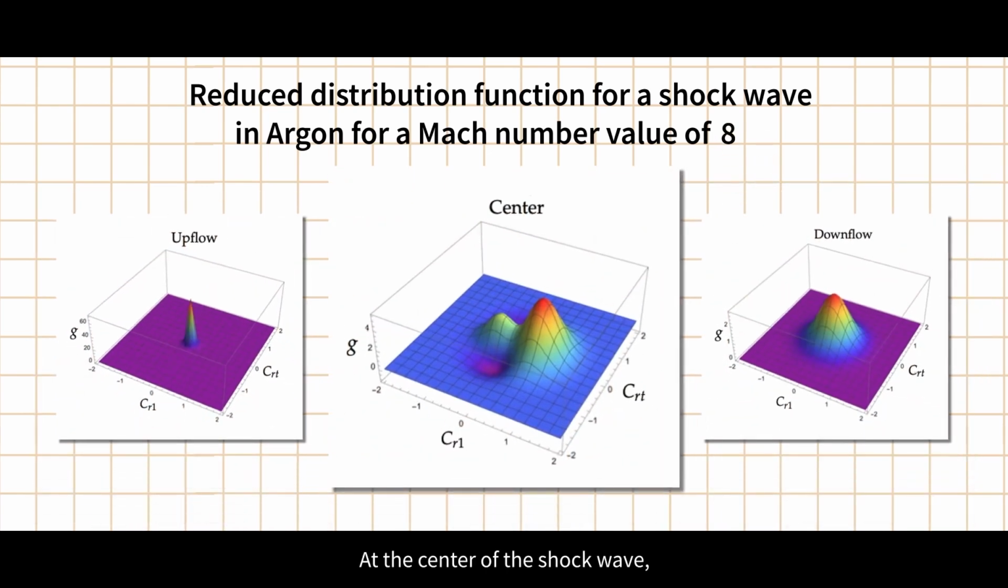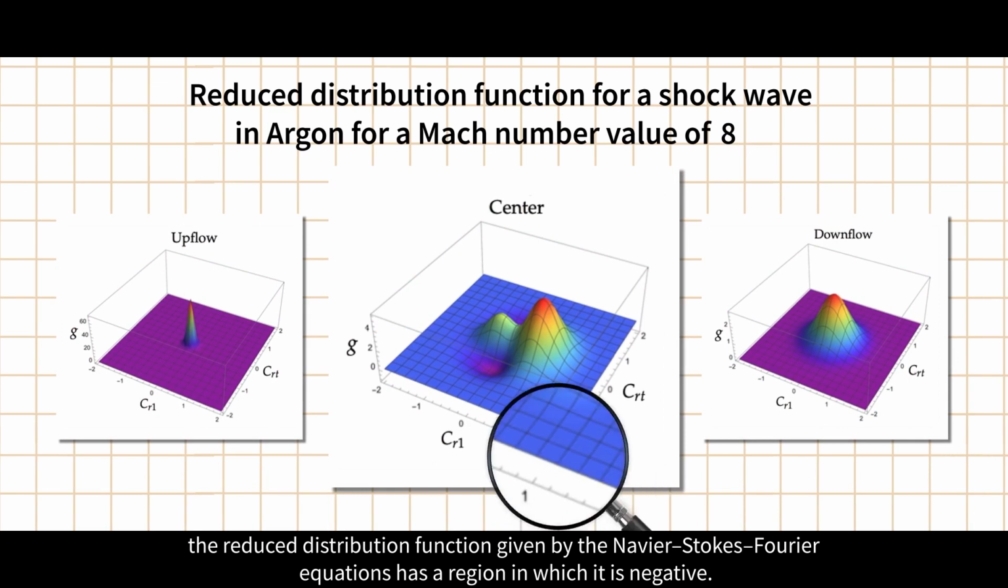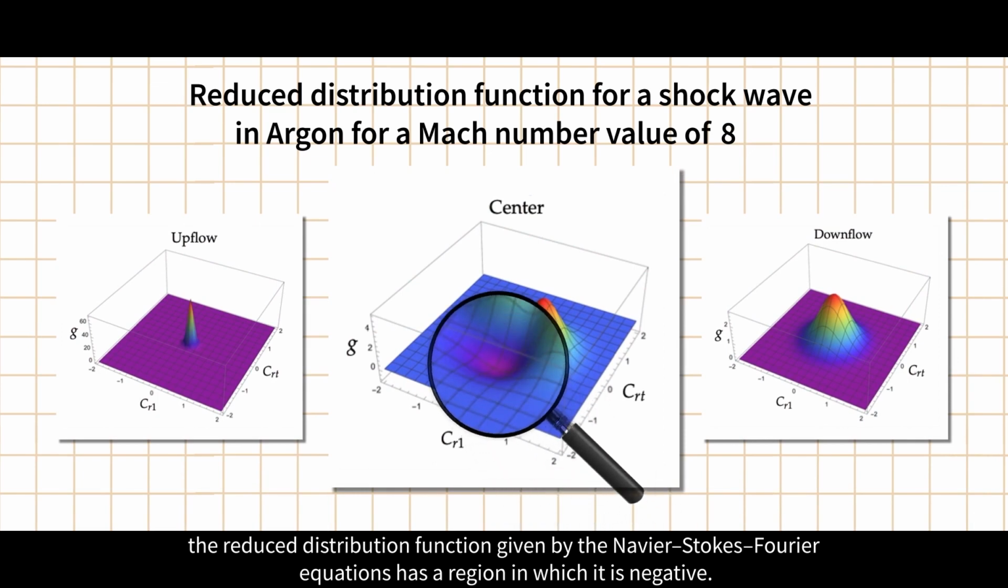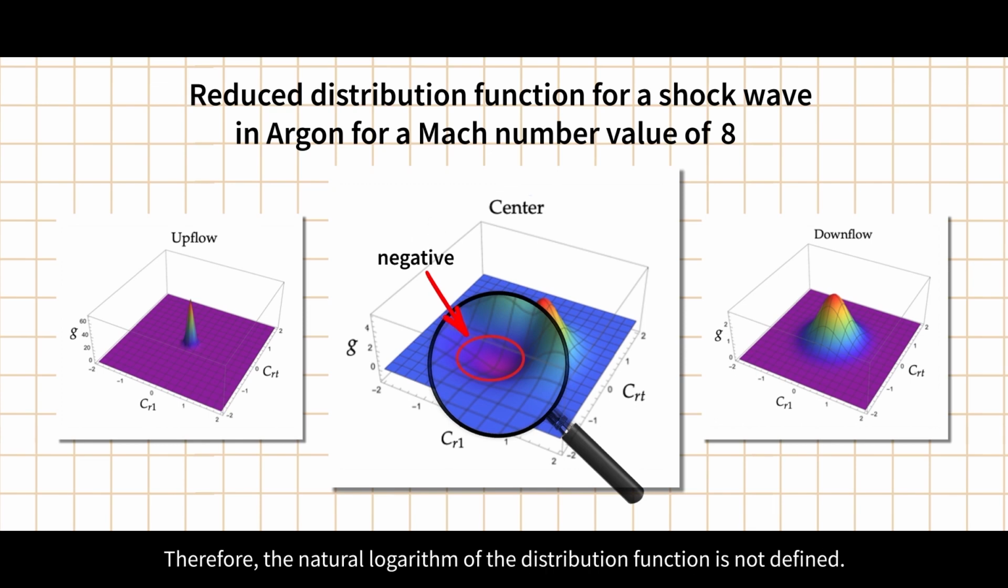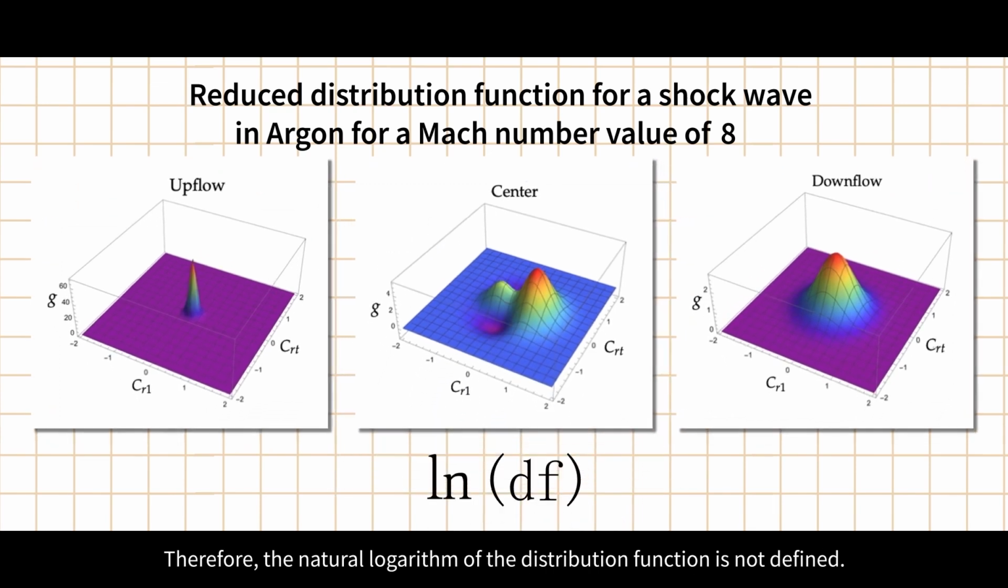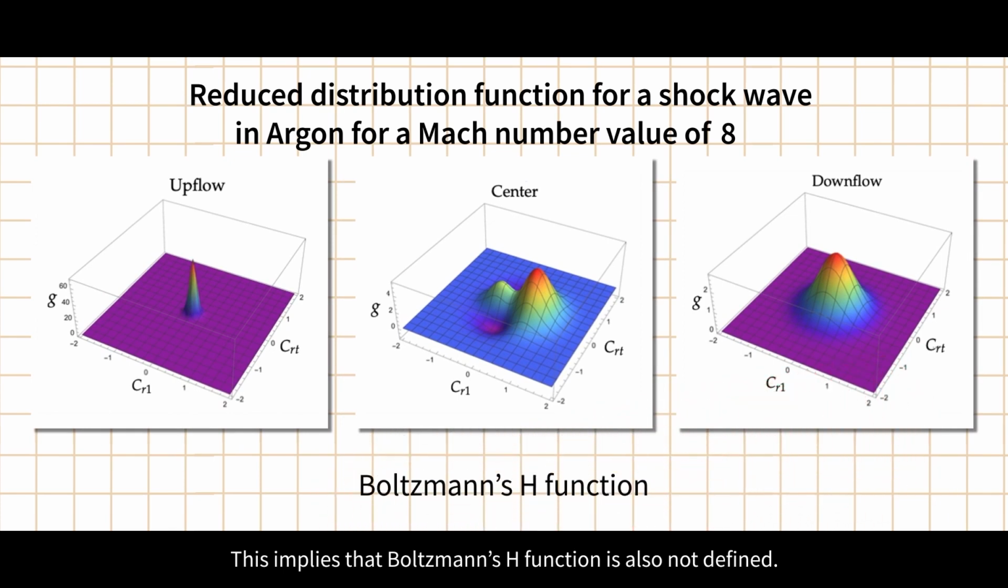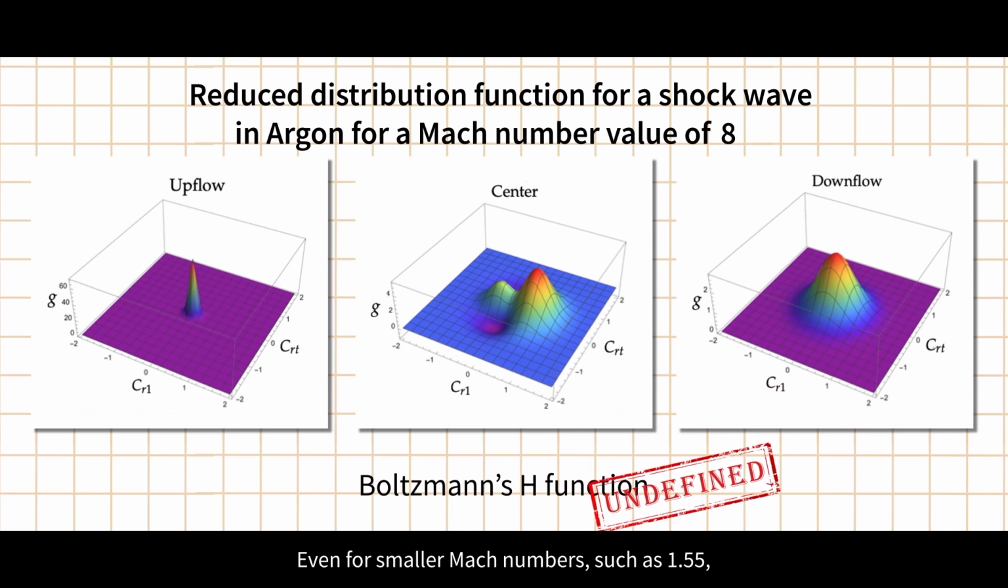At the center of the shock wave, the reduced distribution function given by the Navier-Stokes Fourier equations has a region in which it is negative. Therefore, the natural logarithm of the distribution function is not defined. This implies that Boltzmann's H function is also not defined. Even for smaller Mach numbers, such as 1.55, the distribution function can be negative.